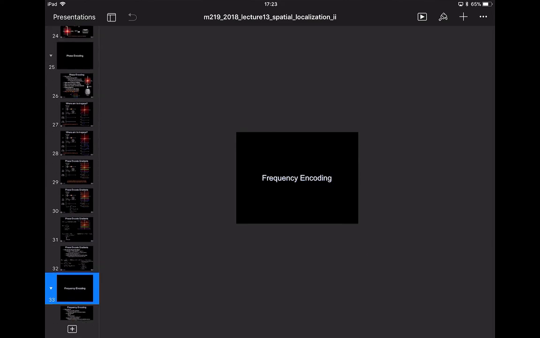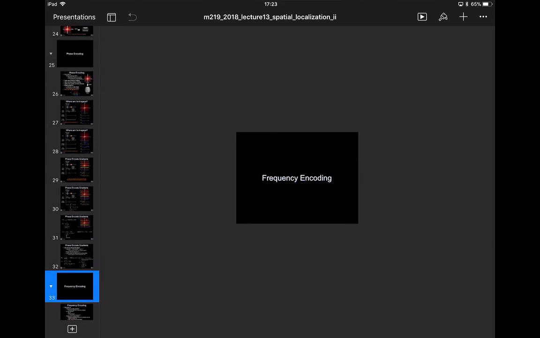So, questions about phase encoding before I get into frequency encoding? I think there's a lot of jargon, unfortunately, and there's a fair number of expressions that help you understand this, but I think you have to sit down and try to work through one or two of the examples that I went through, and then after a couple of iterations of that, hopefully we can start syncing.